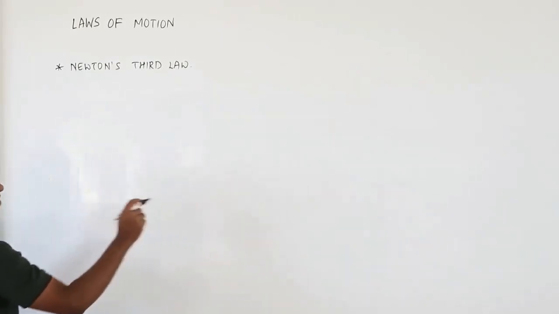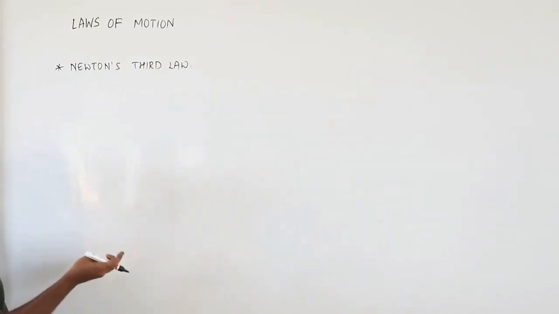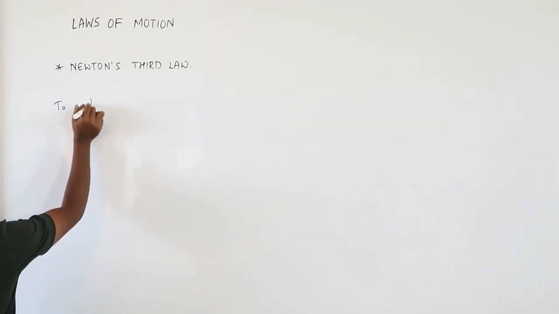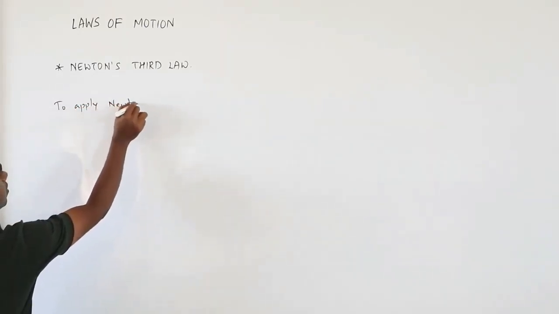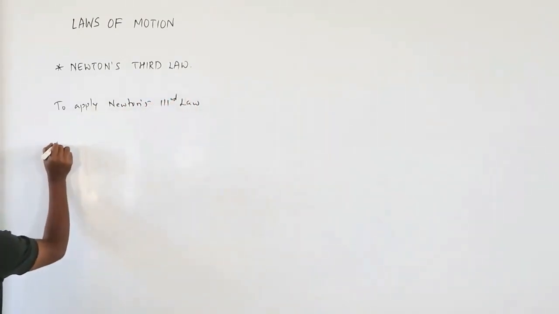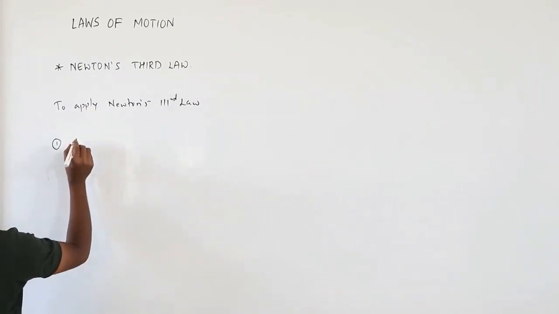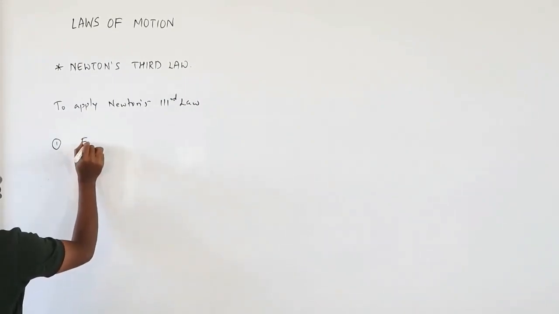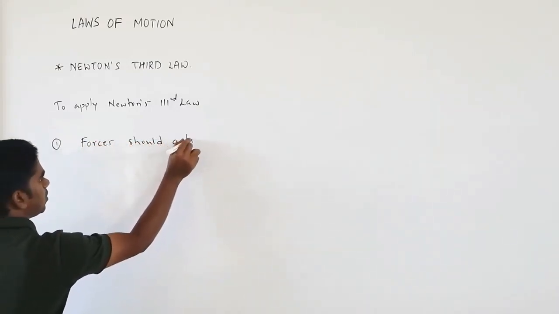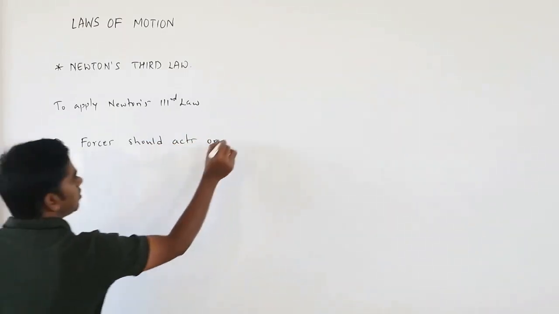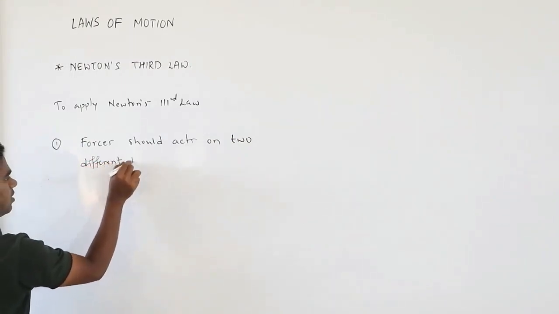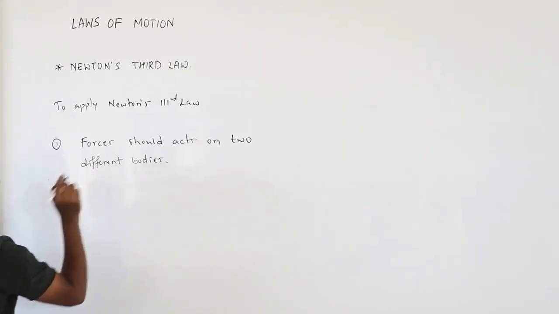With all that we have discussed, we can conclude a few things. Which examples can we consider for Newton's third law? To apply Newton's third law, what are the things we have to follow? The first point is that the forces should act on two different bodies. This is very, very important. Forces should act on two different bodies, not on the same body.